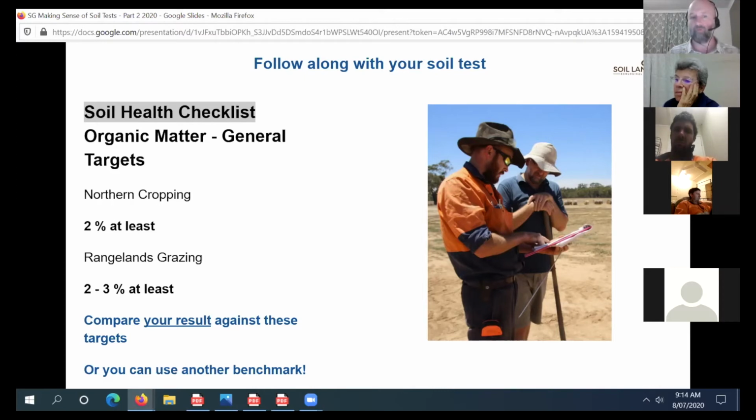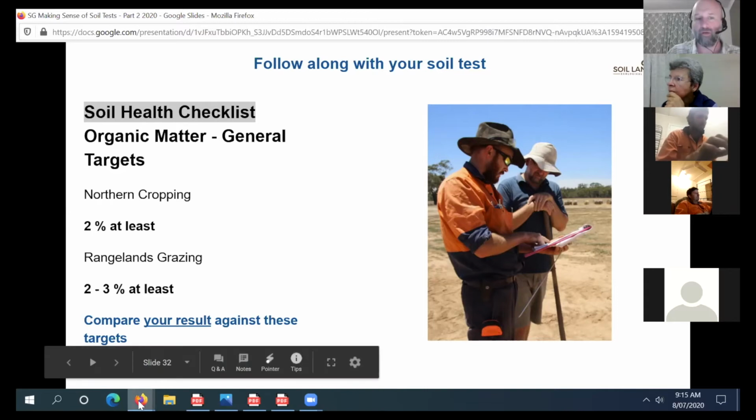So if you want to find another benchmark from somewhere else apart from mine that I'm giving you, feel free. There's not a lot out there. The DPI has some stuff, but it is important to set a benchmark, just like you do with ground cover. We all know ground cover is a benchmark. Well, it's the same for organic matter.